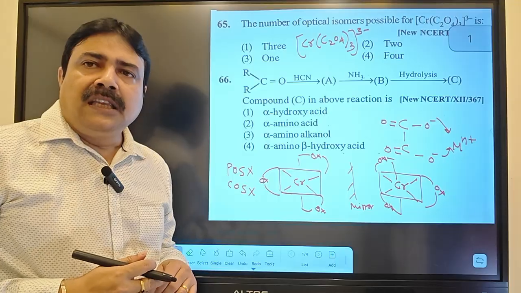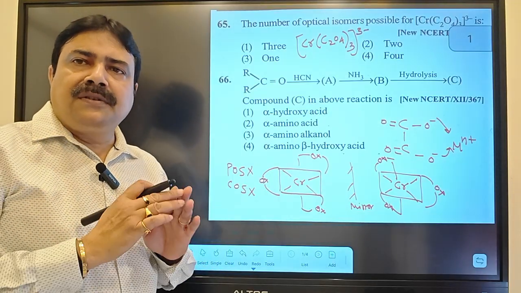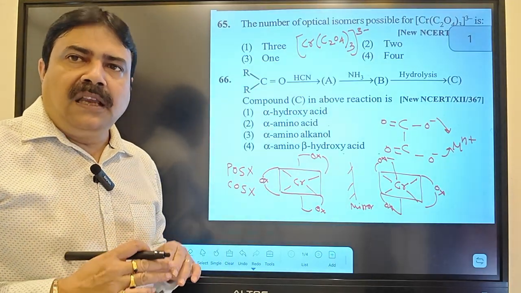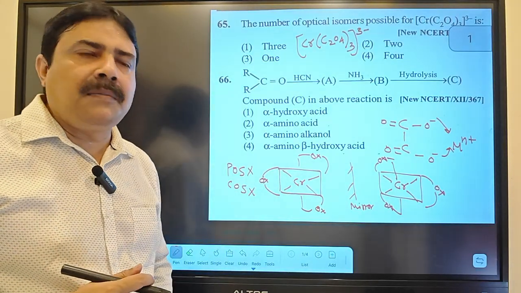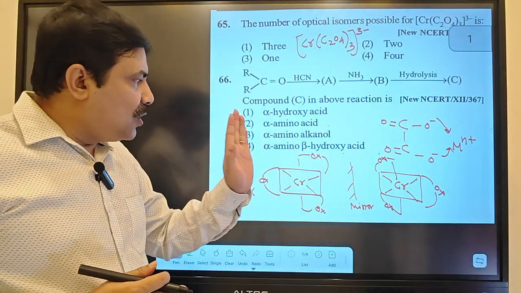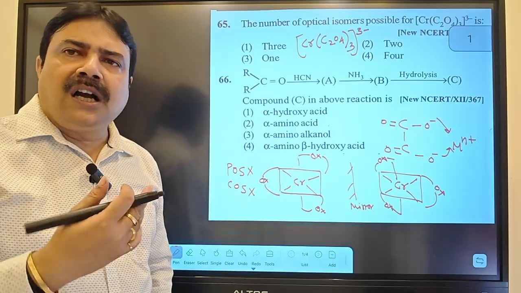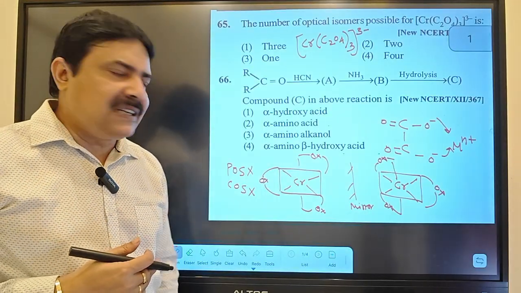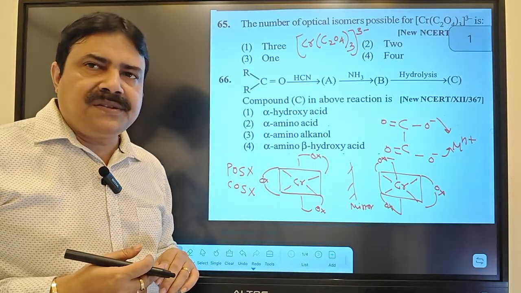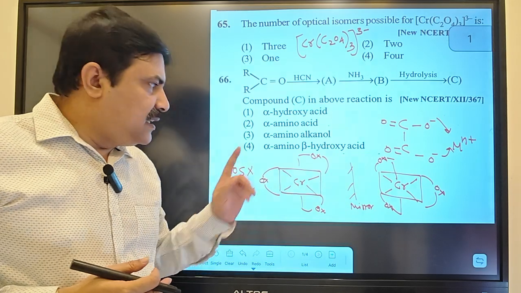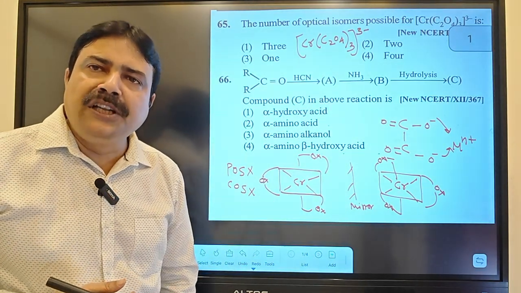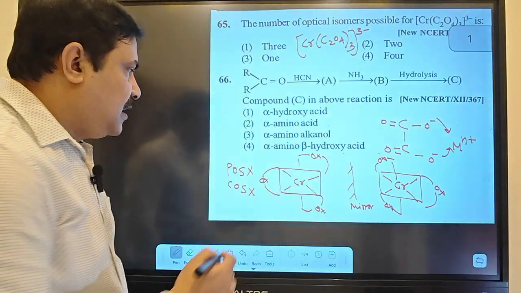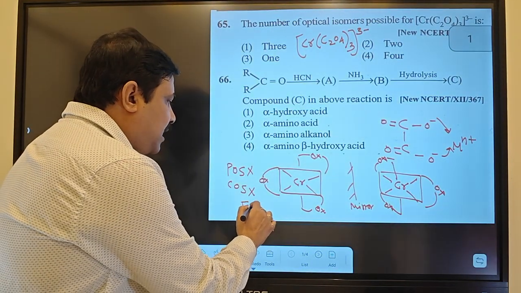POS means there is no imaginary plane which can divide this one or this one into equal halves, either horizontal or vertical. Anyway, we can't make equal halves. That's why these don't have POS, and they are non-superimposable mirror images of each other. So what relation do they hold? Enantiomer. Their relation among them is enantiomer.